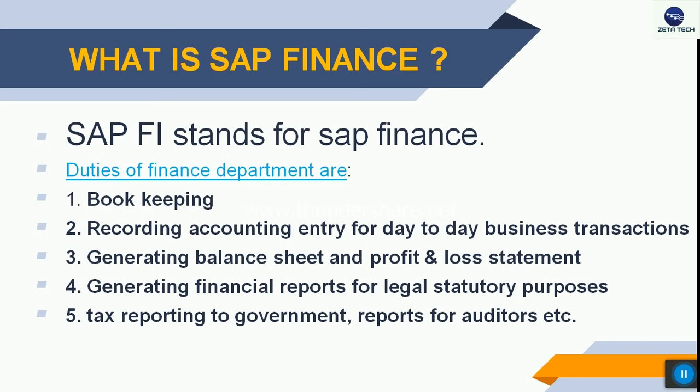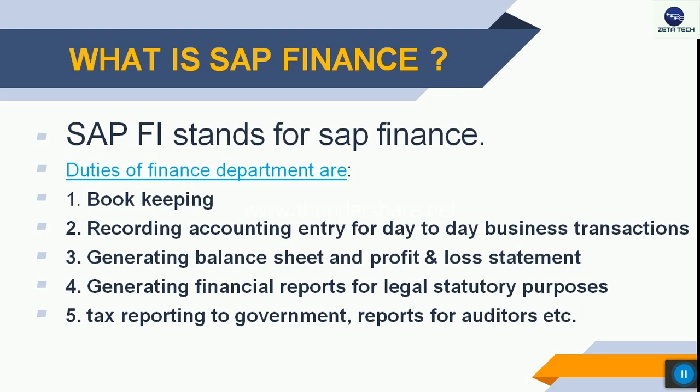Next is generating financial reports for legal statutory purposes. It means different types of legal activities, like tax activities, legal issue activities, and so on. If your company is an MNC, then you know your company is situated in different geographic locations. In that case, there are different types of environmental, political and geographical activities. These activities also generate different types of legal issues. These legal issues are controlled by the FICO modules, by the FI consultant.